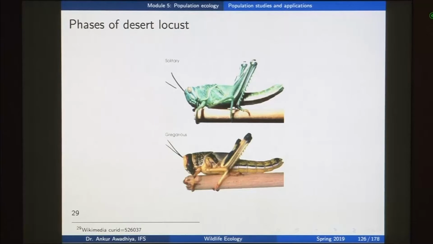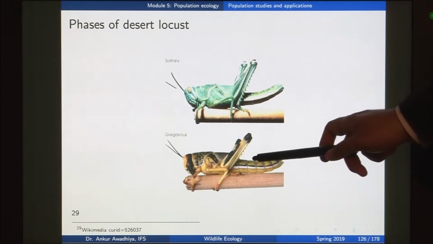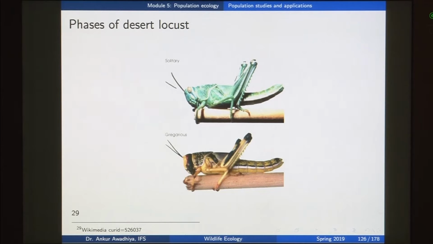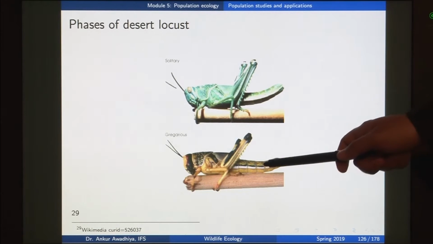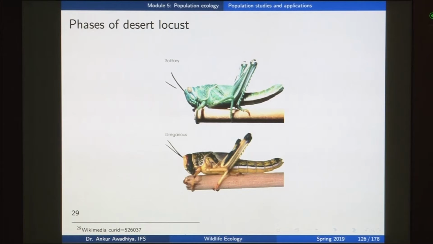But then when people tried to look at these locusts, they found these two kinds of organisms. So, you have this lighter colored version and you have this dark colored version, and both of these look so different that for a very long period people used to think that these are the grasshoppers that live in our grasslands, and these are the locusts that come into our agricultural fields, and they were actually considered two different species.